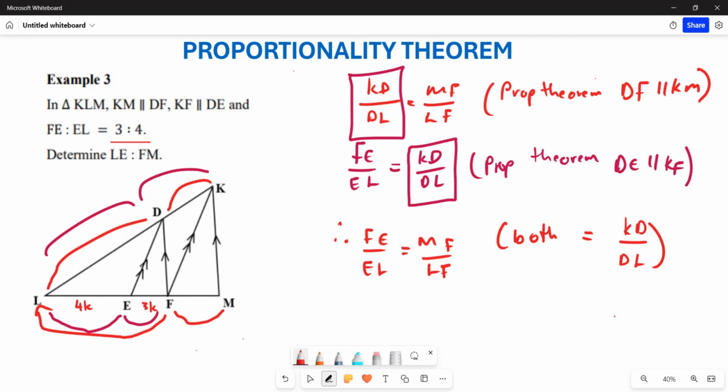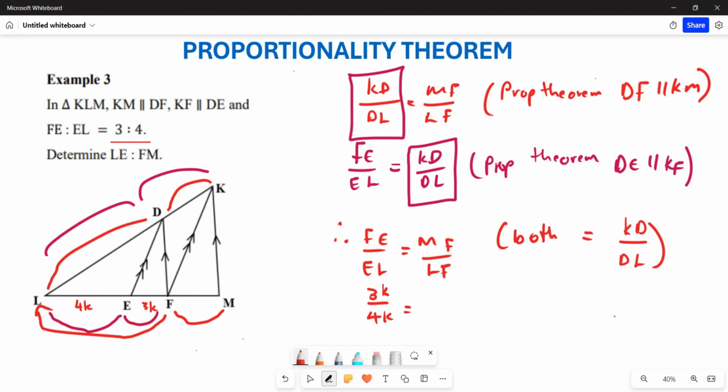So now I can come back here and say, let's start with my FE. My FE is given by 3K and my EL is given by 4K, which is equal to, what is it that I have here?